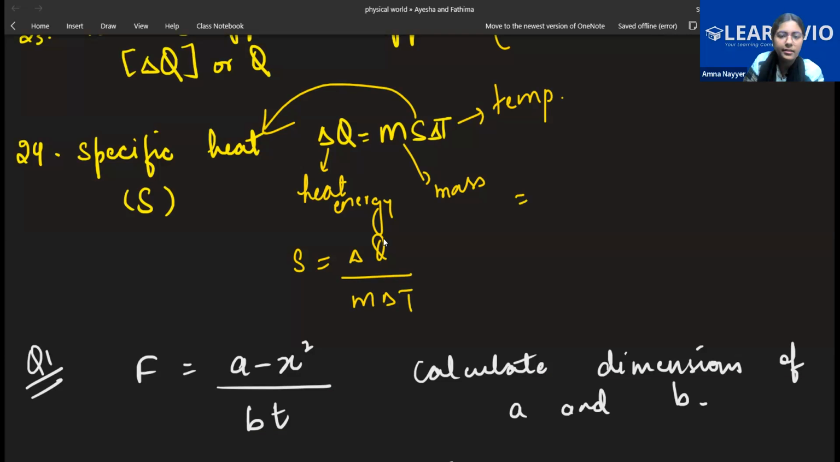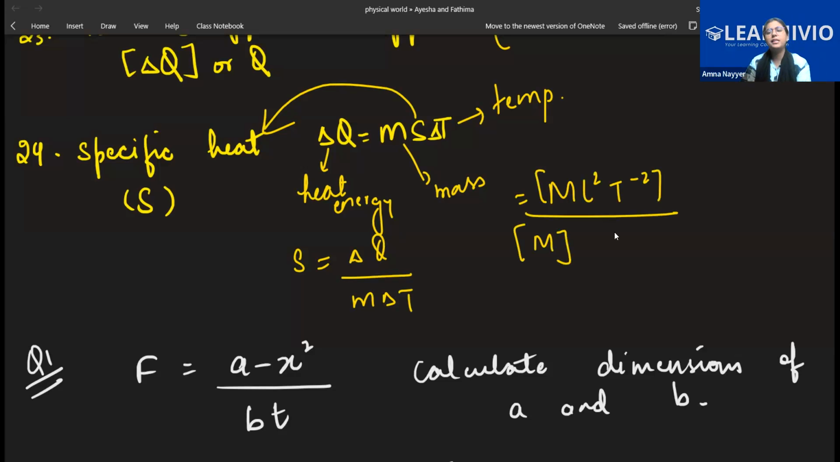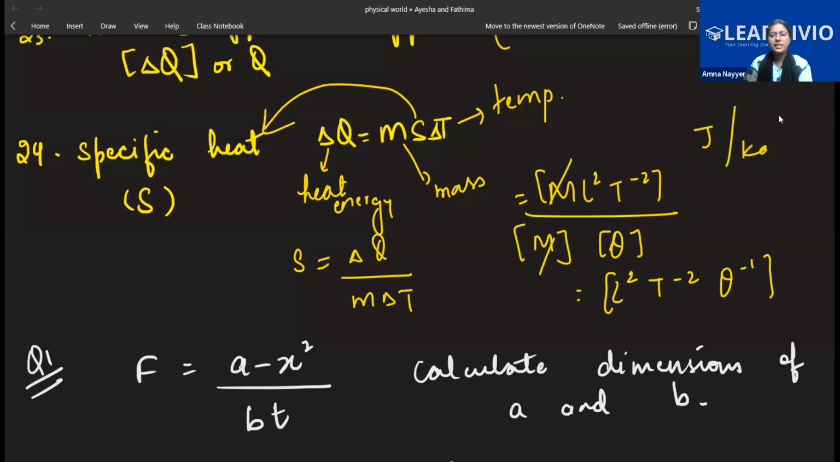Now let's put the values. Delta Q is the heat energy, and energy will be exactly the same, so M L square T to the power minus 2. M is the mass. Change in temperature is delta theta only. So look, mass gets cancelled. L square T to the power minus 2, theta to the power minus 1. And the unit is joules per kg per Kelvin.